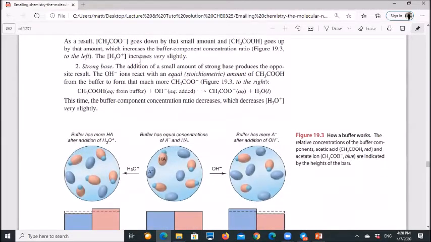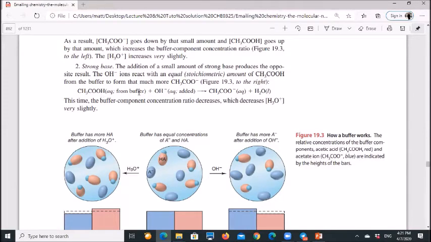Okay, pH goes up slightly. Now, what if we add a strong base, sodium hydroxide for example, into the buffer solution? The addition of a small amount of strong base produces the opposite result. The hydroxide ion from the added strong base reacts with an equal stoichiometric amount of acetic acid from the buffer.